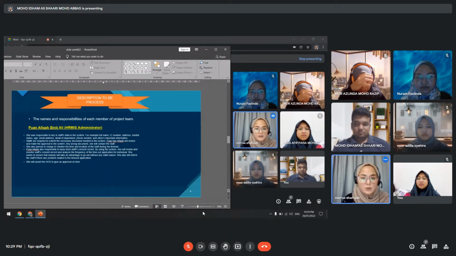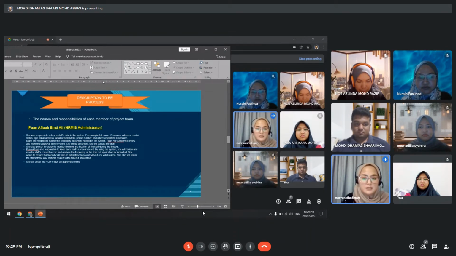Puan Nur Afika will review and approve in the system. If any document is wrong, she will contact the staff. She is also the person in charge of monitoring the time and location of the staff during time out. Puan Afika is also responsible for keeping track of staff consent records.